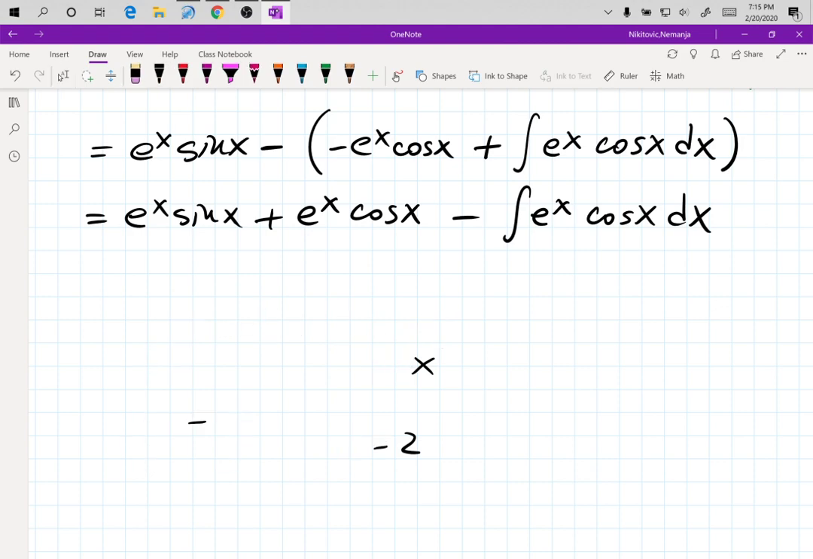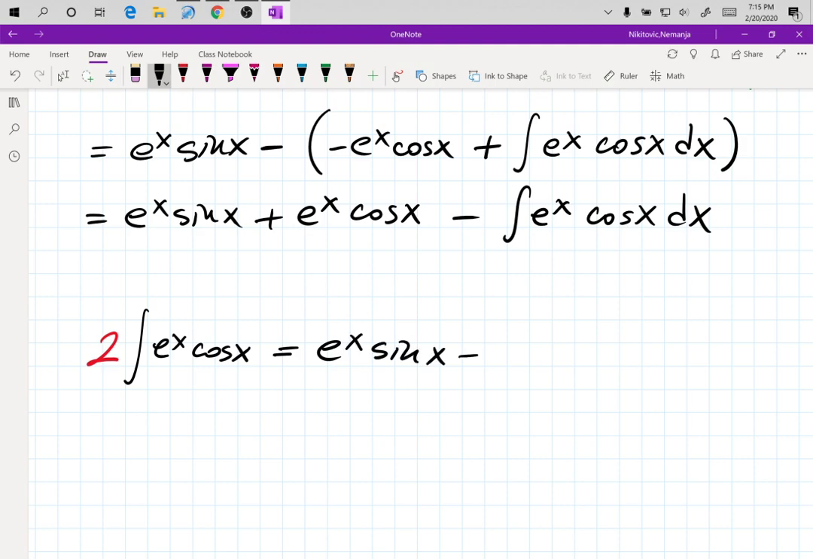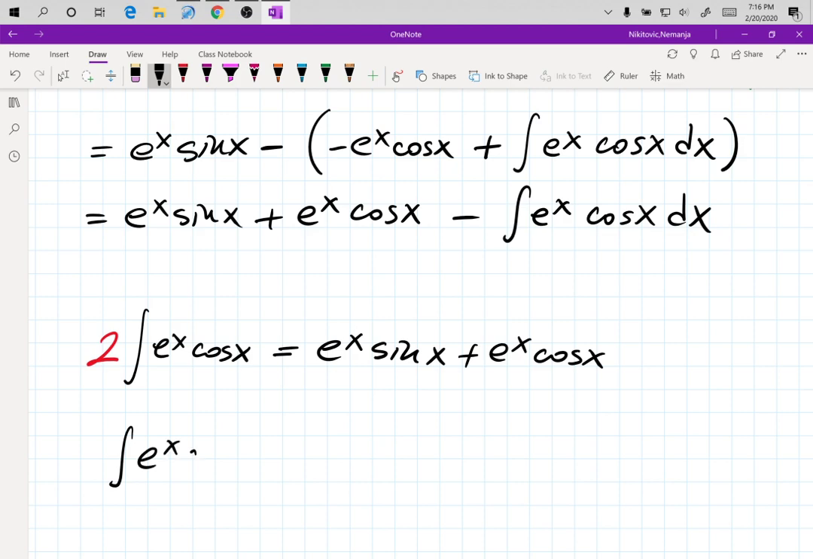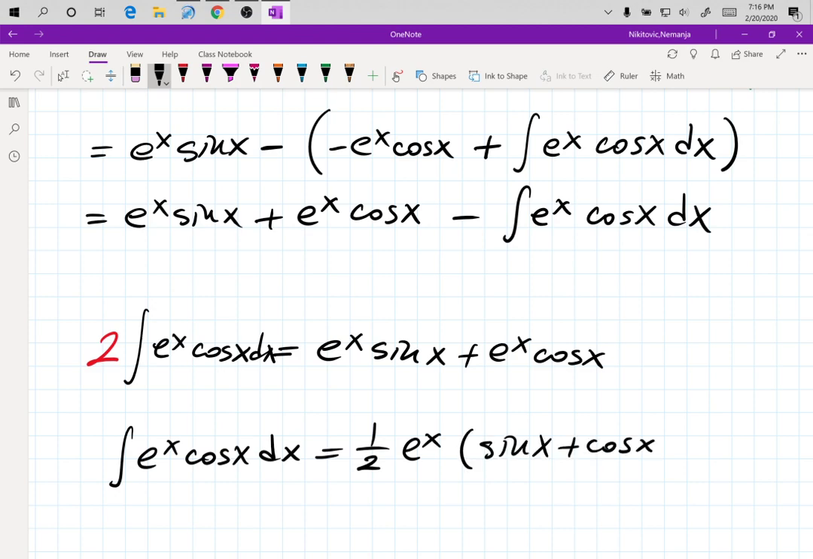So I'm going to now have the new line be 2 integral of e to the x cosine x is equal to e to the x sine x plus e to the x cosine x. Divide both sides by 2, and you have your problem, integral of e to the x cosine x dx. Oops, I missed the dx over here. Is equal to 1/2 times e to the x in parentheses sine x plus cosine x plus C. Done deal.